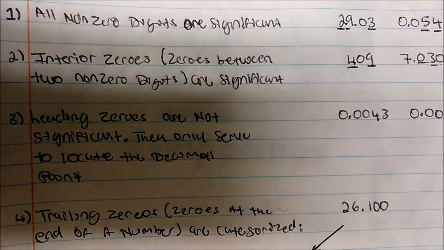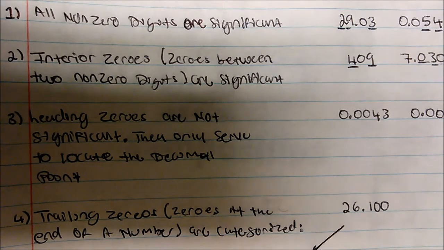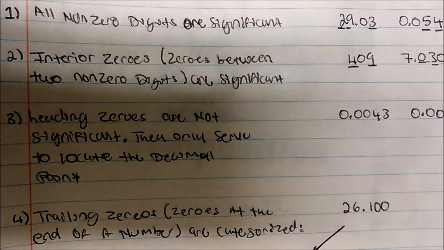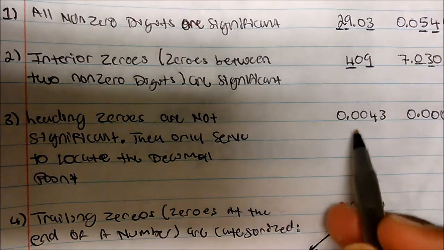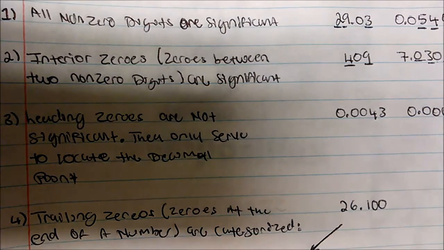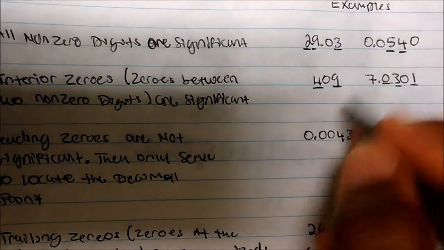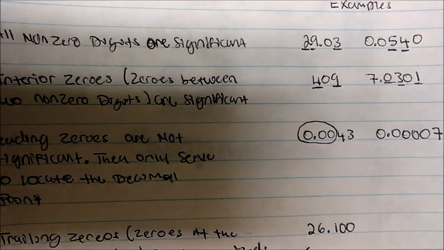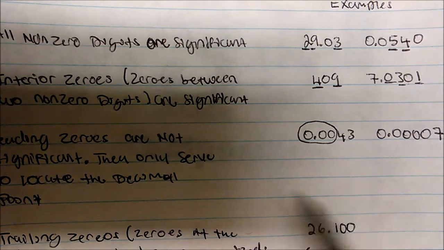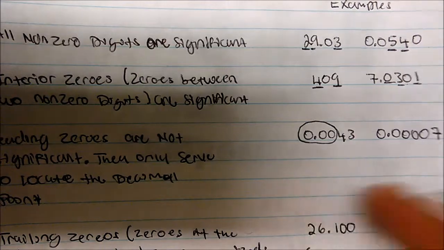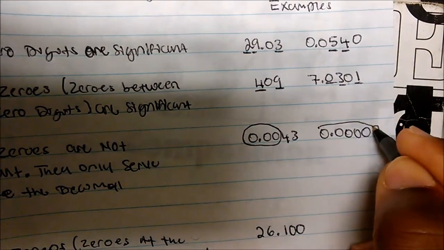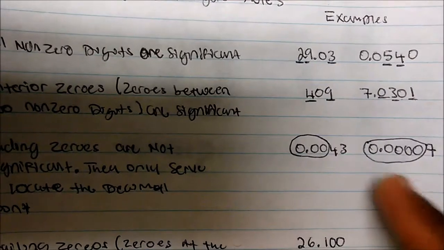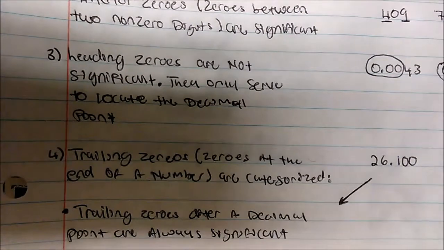Now the third rule says that leading zeros are not significant. They only serve to locate the decimal point. So what do we mean by leading zeros? Well, zeros to the left of the first non-zero digit. All these zeros here are not significant, once we pass the first non-zero digit. So leading zeros in front all happen to be non-significant. And we're going to look at some examples at the end.